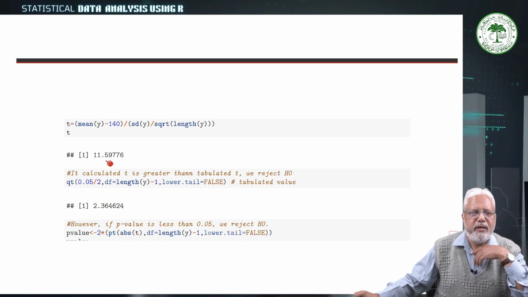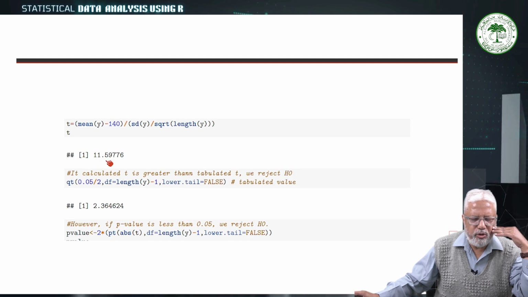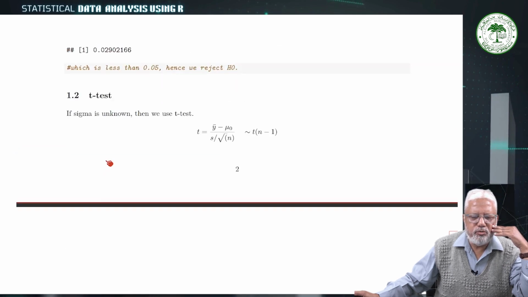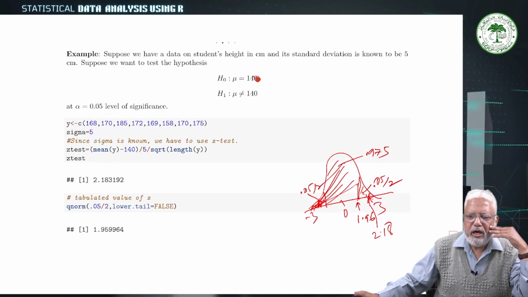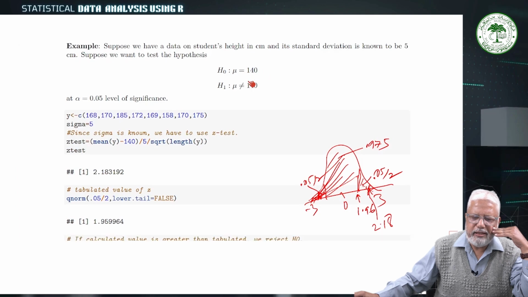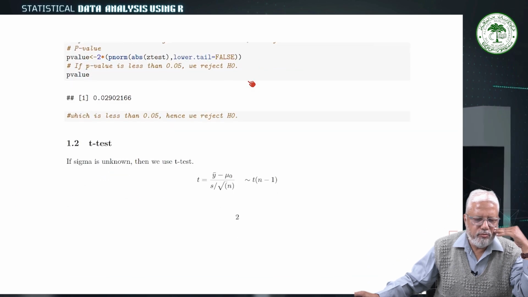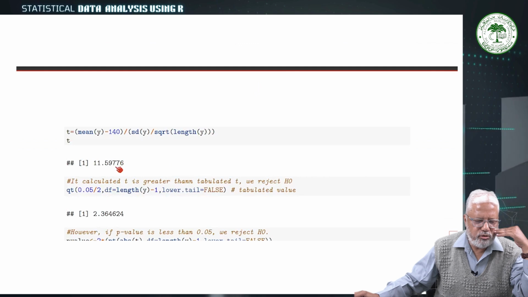So that is mu. What was our H naught? Our H naught is that mu is equal to 100, which we have already defined here. On average, height is 140 centimeter, and that has been rejected both using Z test, and now we are using T test. The t-test is also rejecting that.